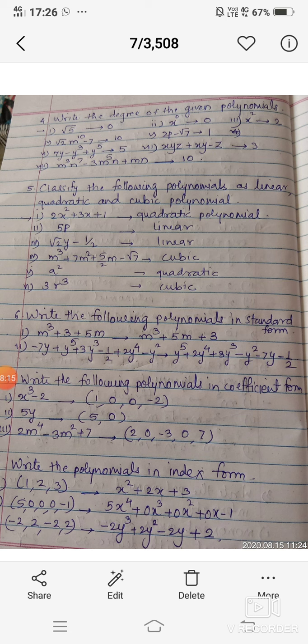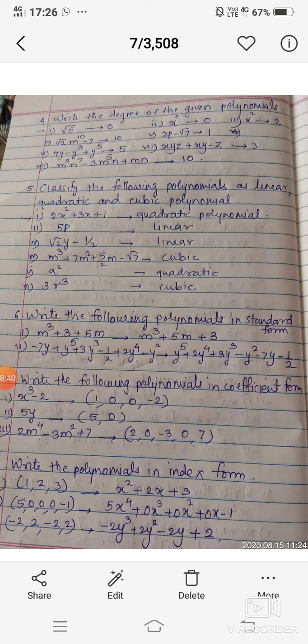5y, degree is 1, so the number of coefficients must be 2, so 5 and 0 because the constant term is absent. 2m raised to 4 minus 3m square plus 7, degree is 4, so the number of coefficients must be 5, so 2, then the cube term is absent, so 0, minus 3, the m term is absent so 0, and constant 7.